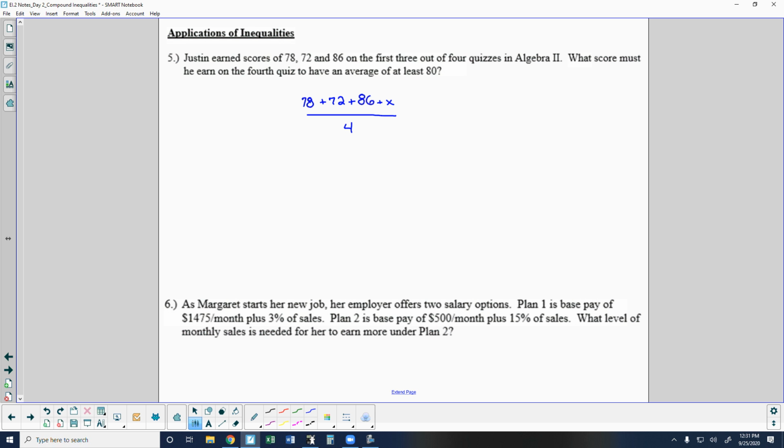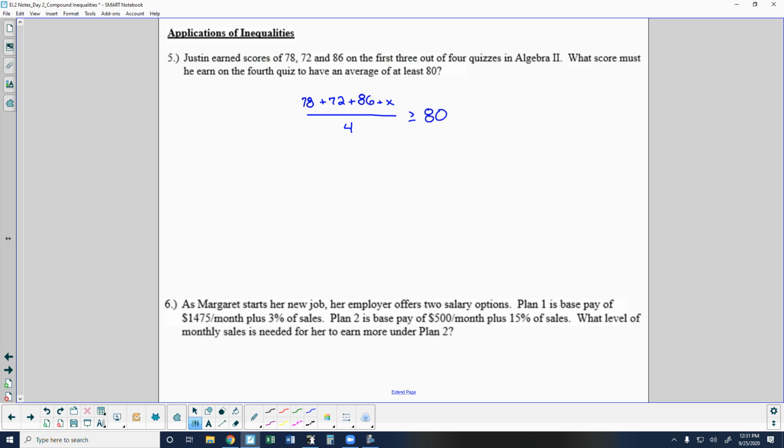But then if we want to find out what his average is going to be, or could be after the 4th one, we want to make sure we add an x in that numerator and now divide by the 4 terms of the numerator. It says, what score must he earn on the 4th quiz to have an average of at least 80? So what that tells me, that word at least tells me we want 80 or more. So we want his average to be greater than or equal to 80.